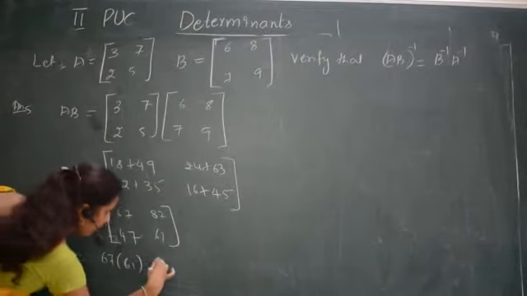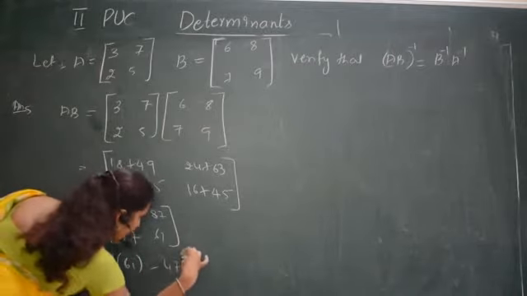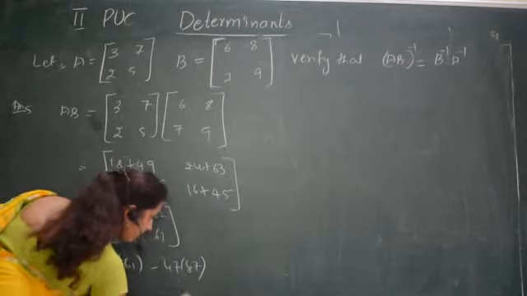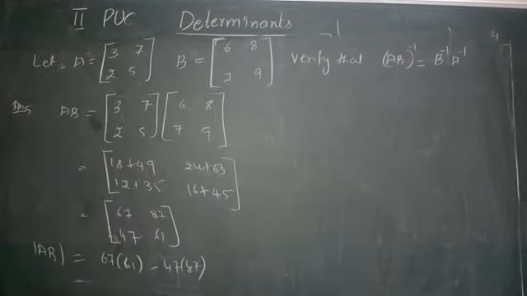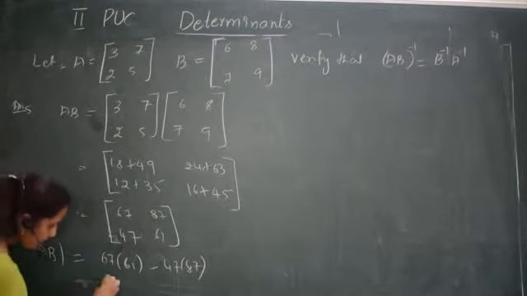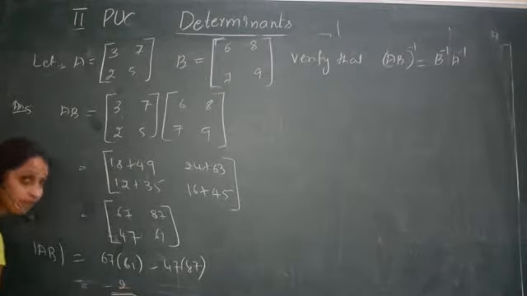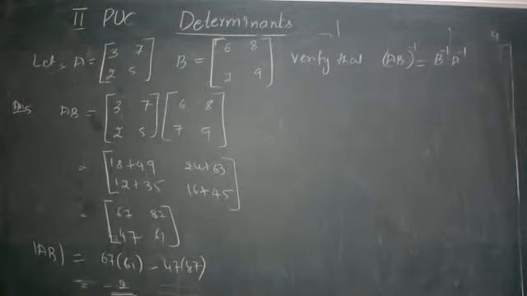67 into 61 minus 47 into 87. So this will be equal to 4087 minus 4089, which is minus 2. So we have calculated the determinant of AB, then the adjoint of AB.